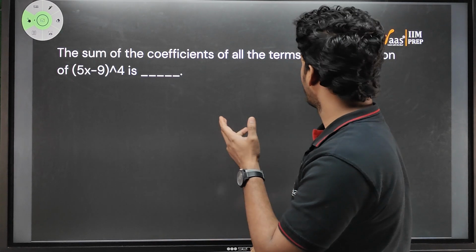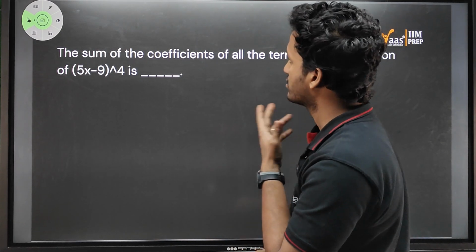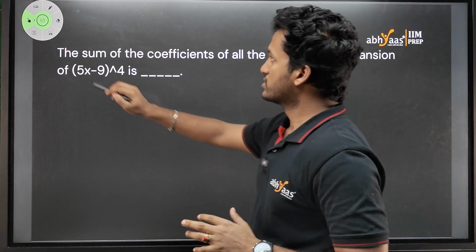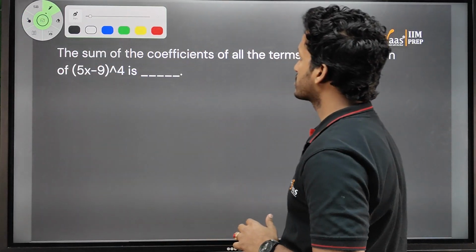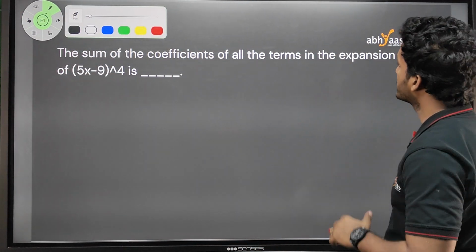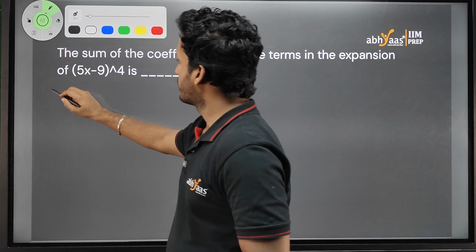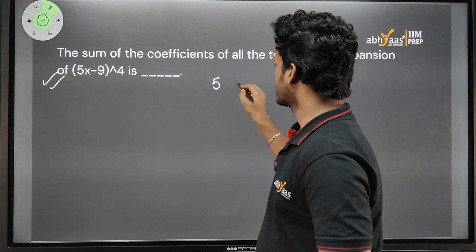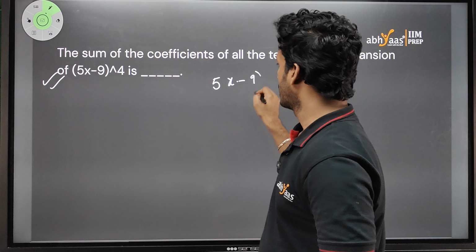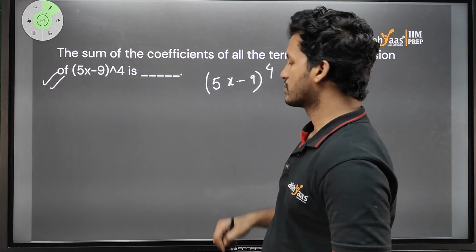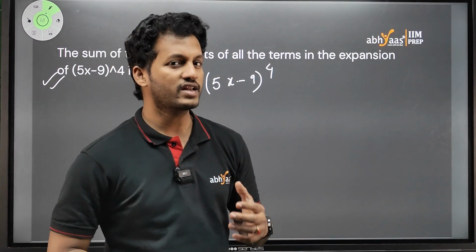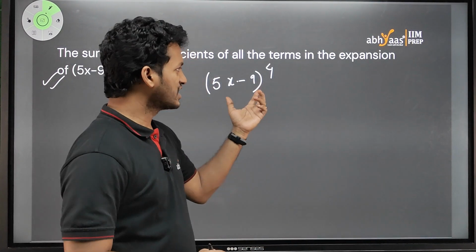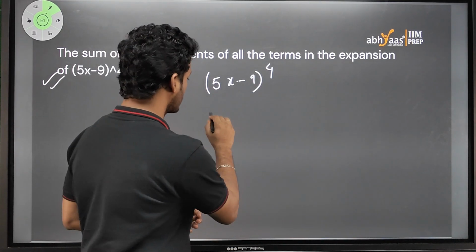Okay, why this question came here I don't know, but I think you can do this one. Find the sum of the coefficients of all the terms in the expansion of (5x minus 9) power 4. Whenever you want to find the sum of the coefficients, actually you can expand this, right?